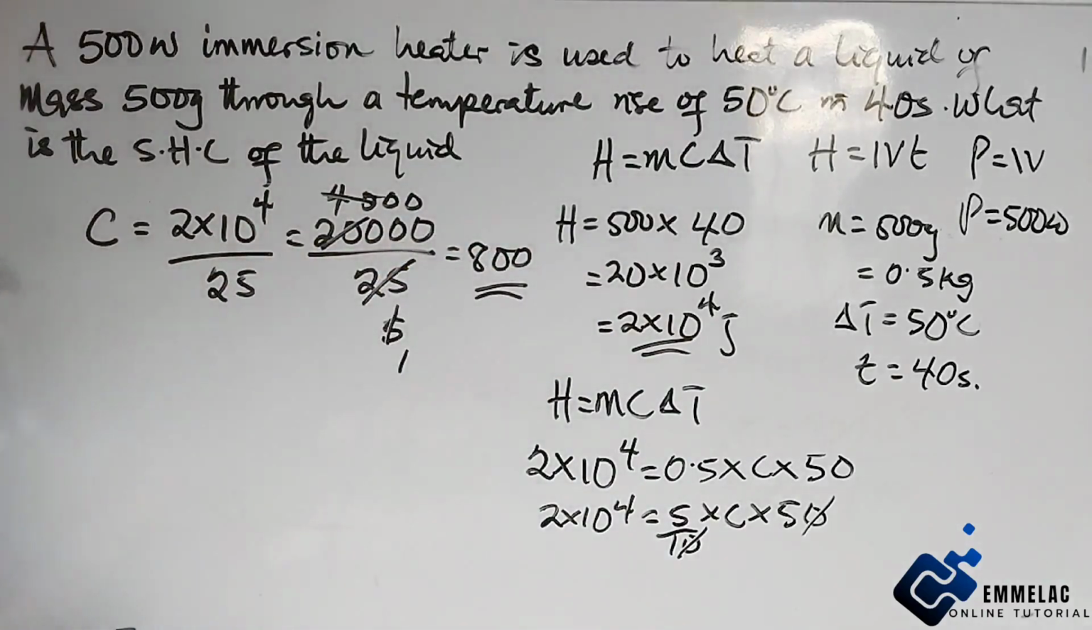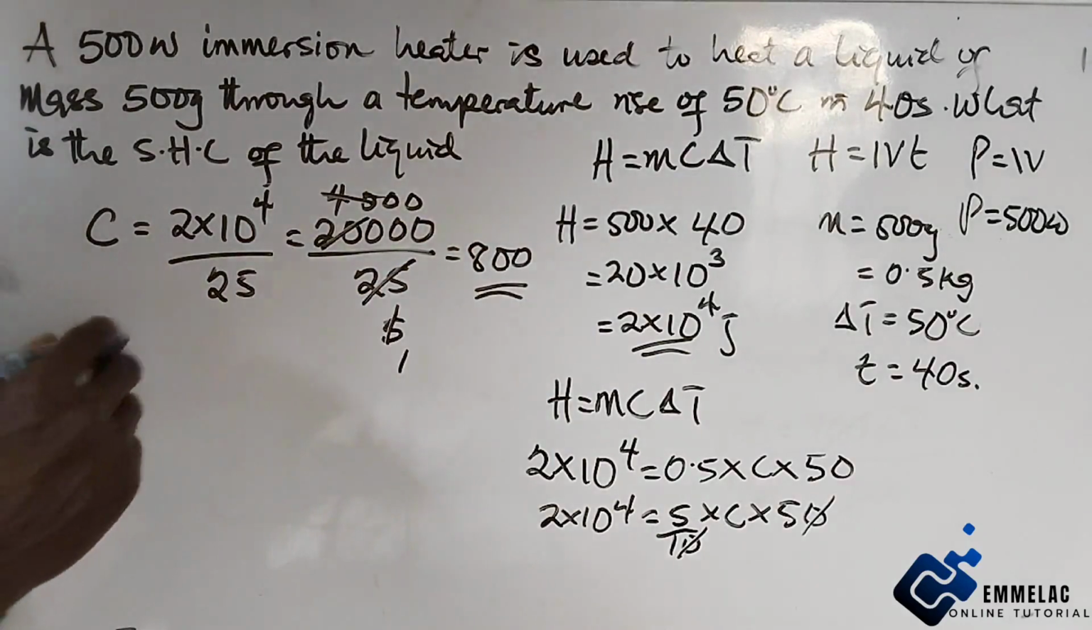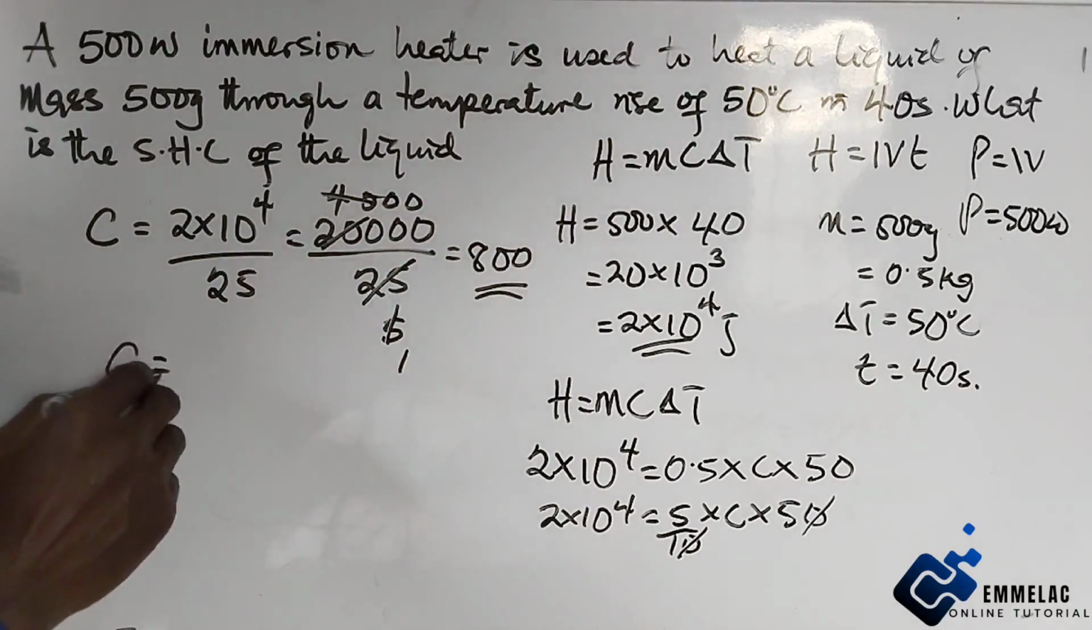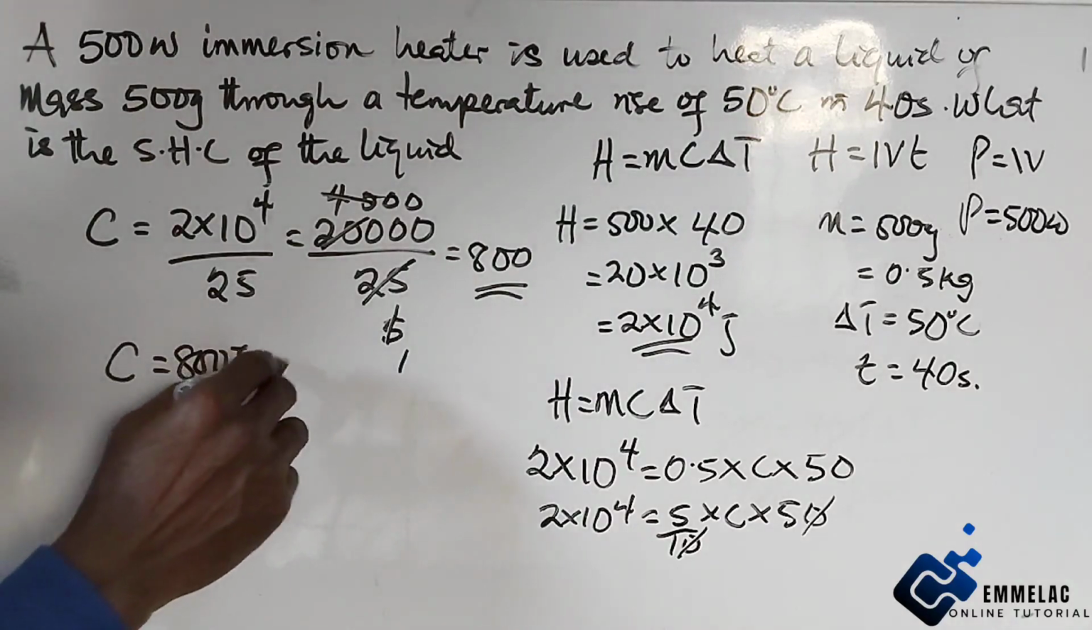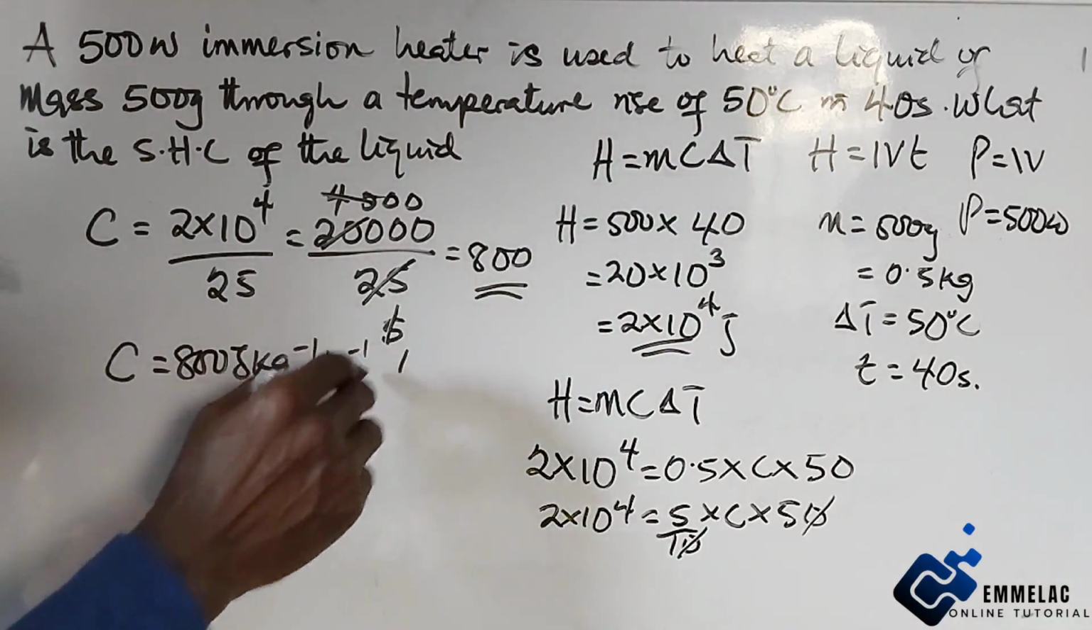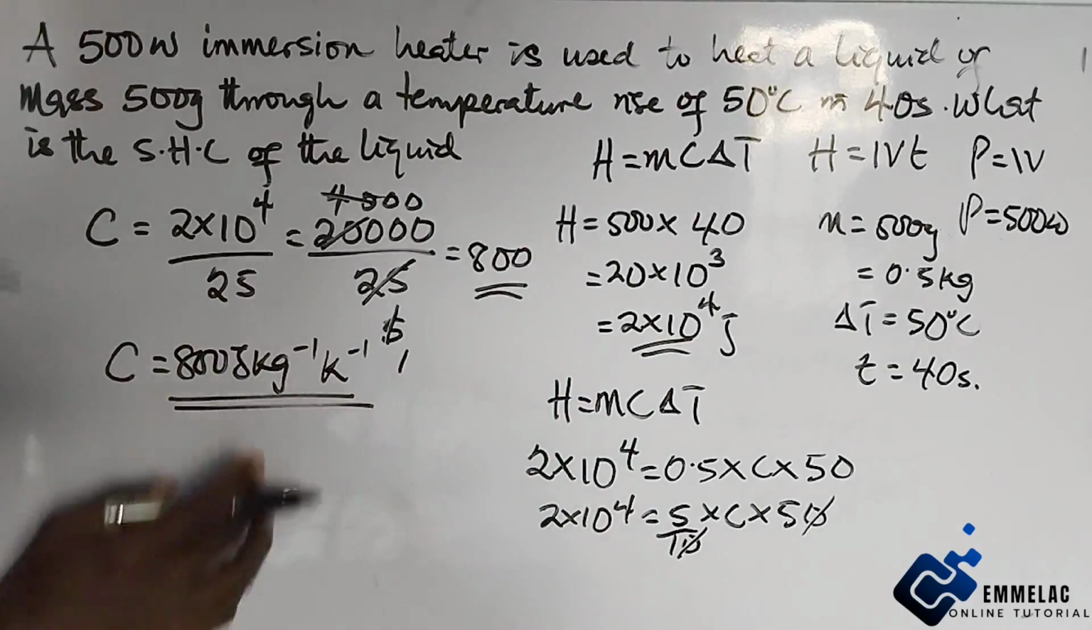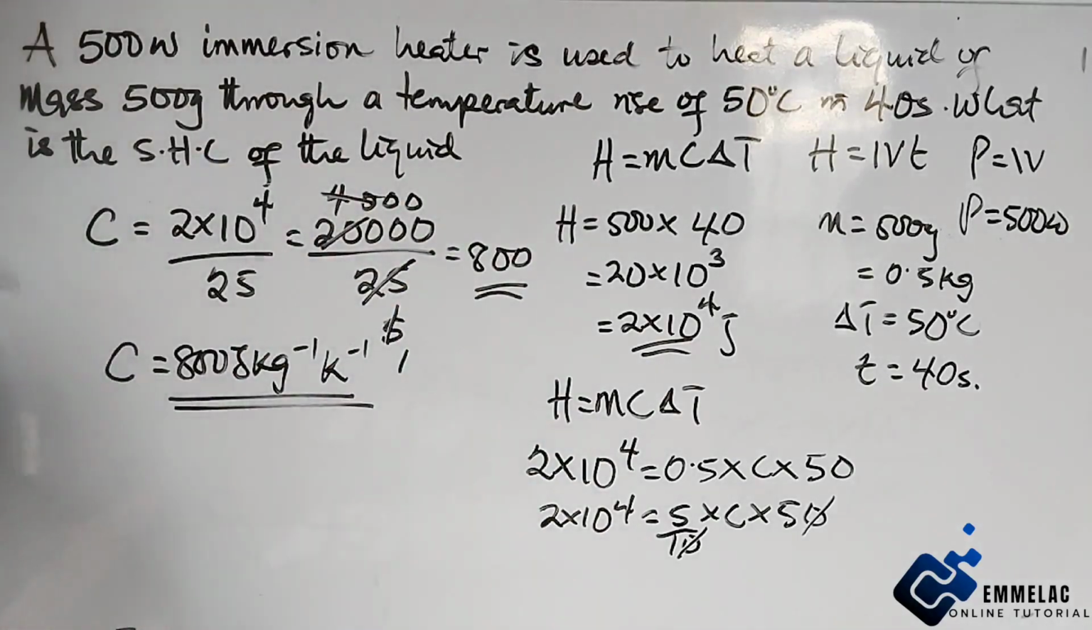So at the end of the day, what we're going to have here is that the specific heat capacity is 800 joules per kilogram per Kelvin. So this is the final answer to this solution. You can see it's simple, very simple.